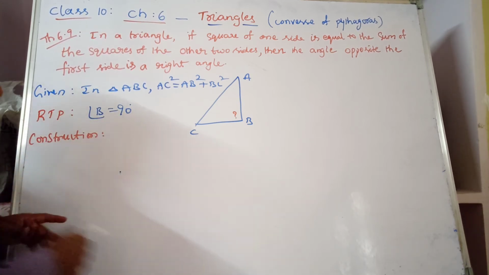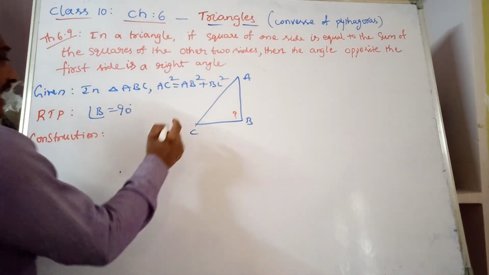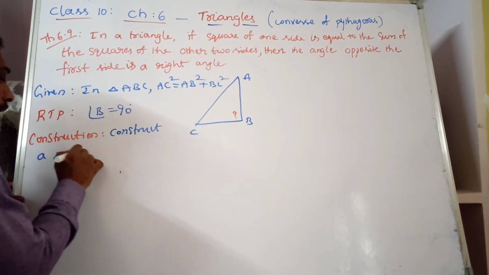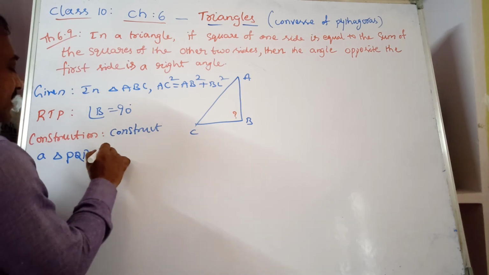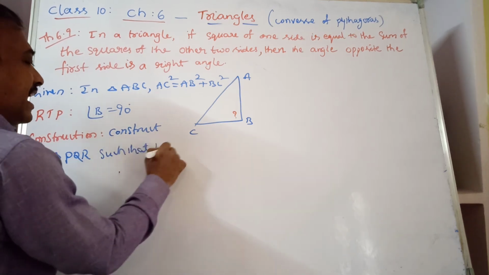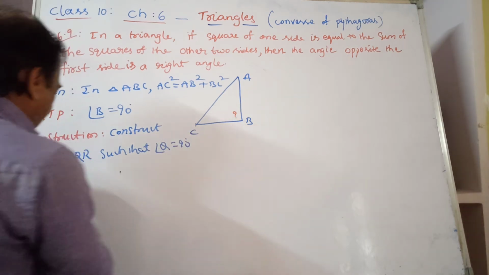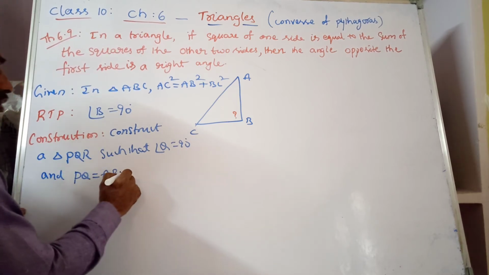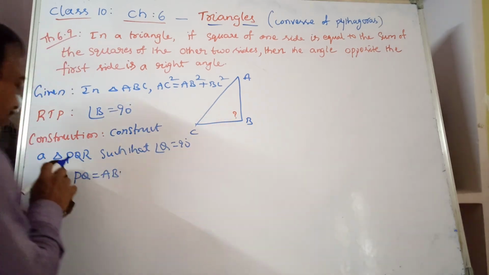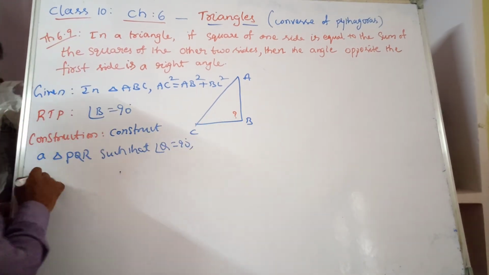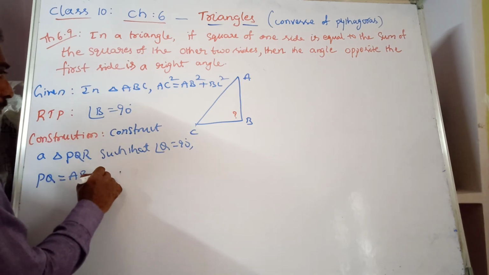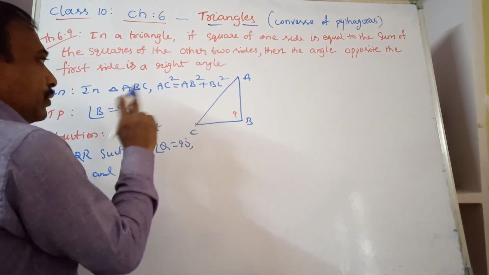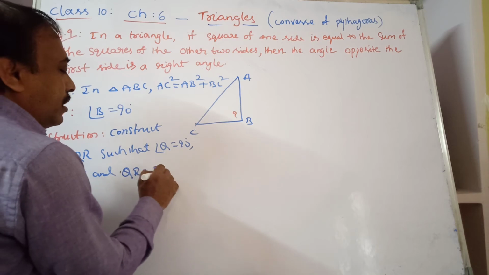What is the construction? Similarly, construct a triangle PQR such that angle Q is equal to 90 degrees, PQ is equal to AB, BC is equal to PQ, which is equal to AB, and QR is equal to BC.